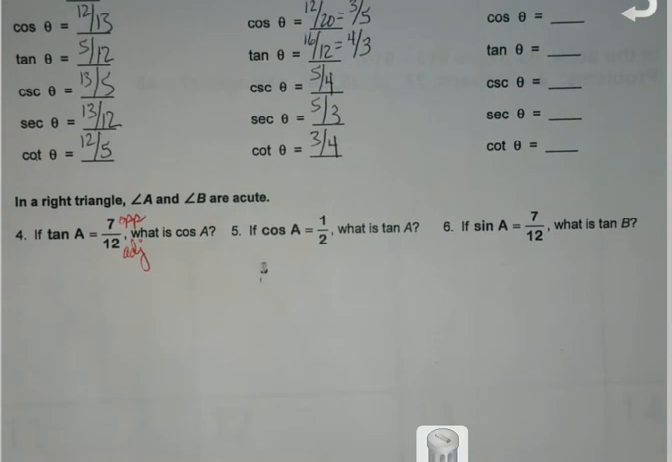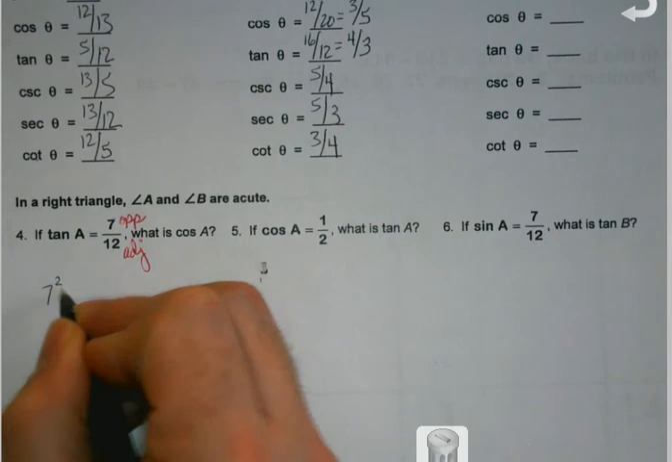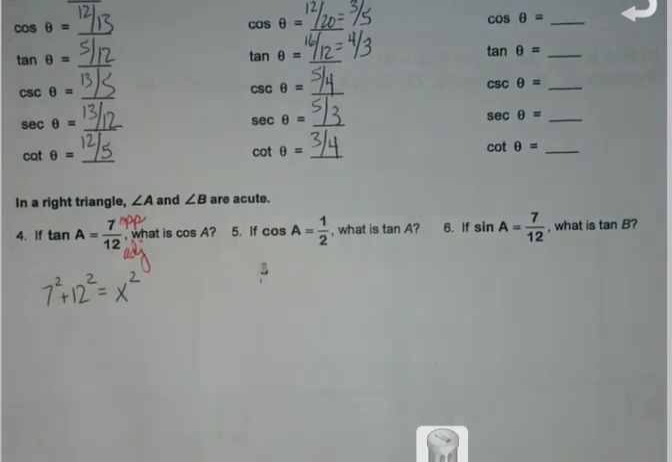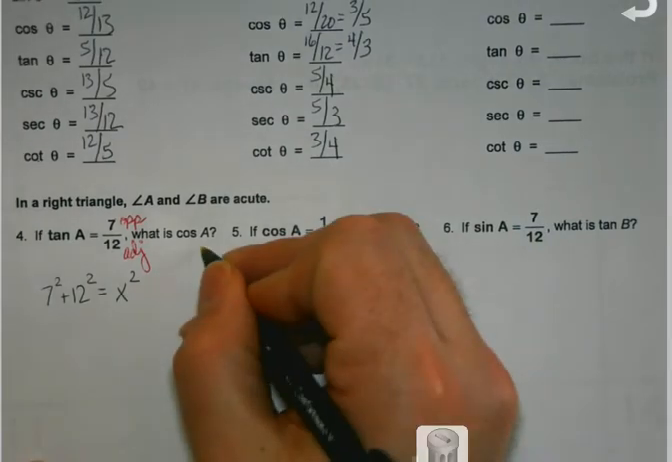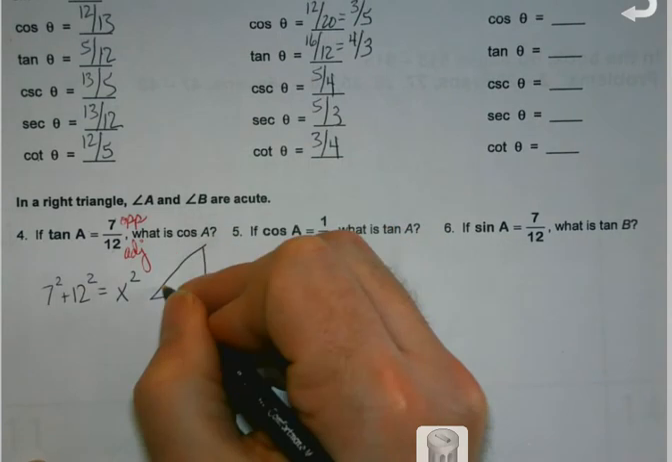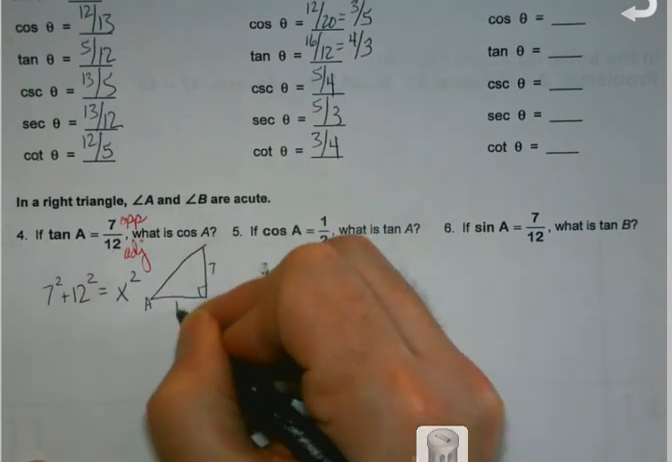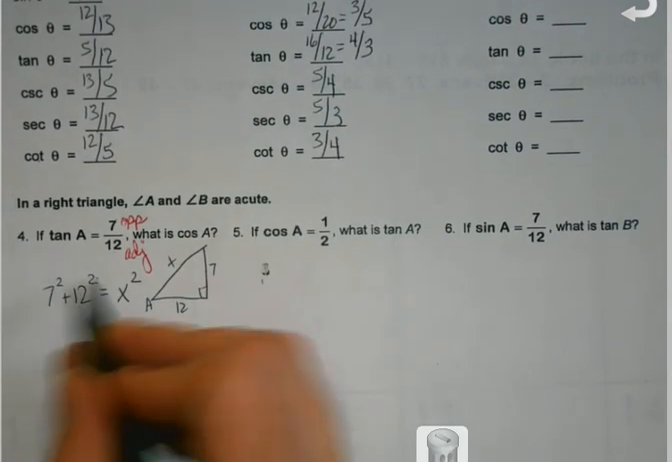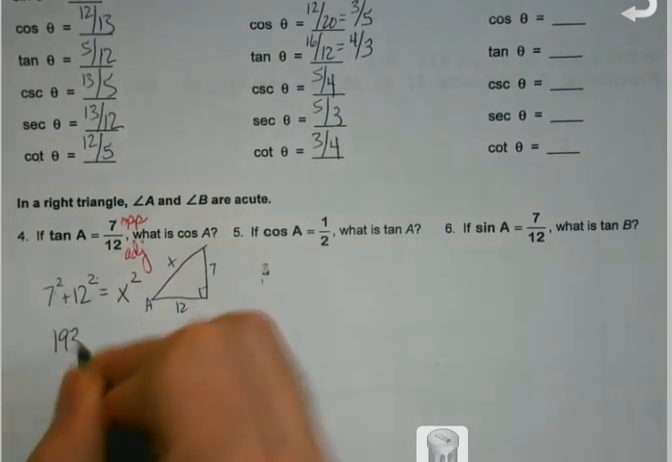So which side's missing? The hypotenuse is. So I need to know what the hypotenuse is, but I know what these are already. So I'm going to go ahead and use the Pythagorean theorem to figure that out. Now, if you're more visual and you wanted to see a picture of this to make it click a little better for you, there's nothing wrong with drawing a picture. If you were to draw yourself a right triangle and be like, okay, this is going to be my A, here's opposite, here's adjacent. I'm looking for the hypotenuse. That's fine. So let's see, 144 and 49 is 193.